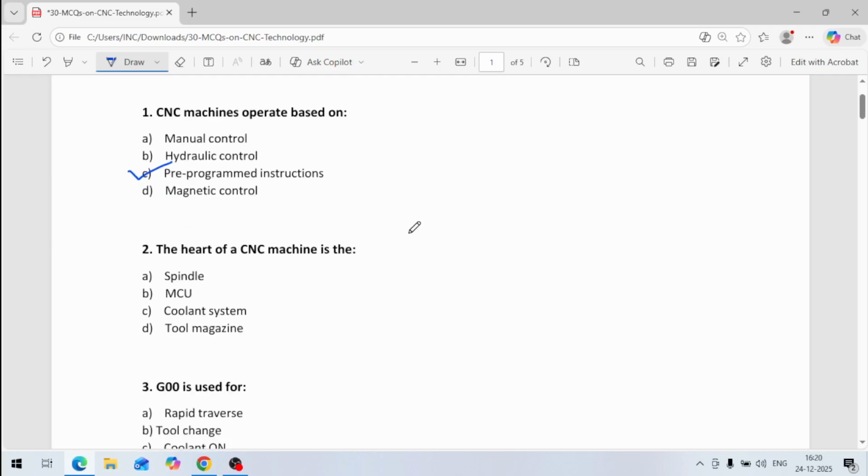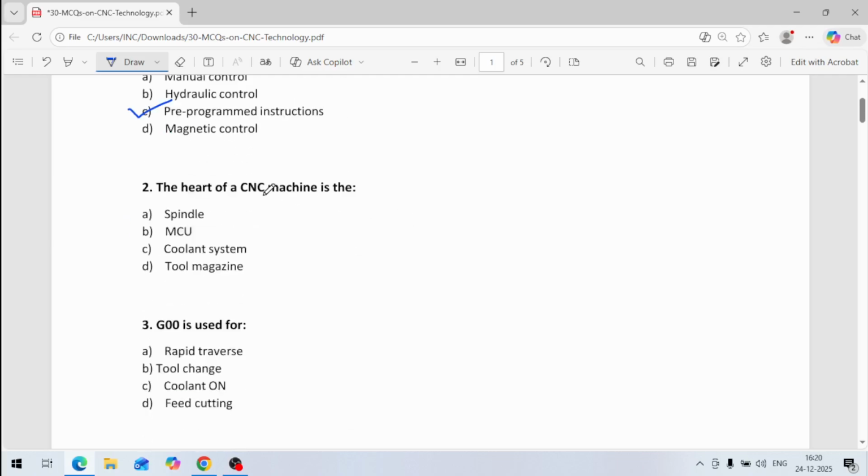Okay. The next question is: the heart of the CNC machine is. There are four options: spindle, MCU, coolant system, tool magazine. So here the answer is MCU. What is MCU? It is the machine control unit. So the machine control unit is the heart of the CNC machine.